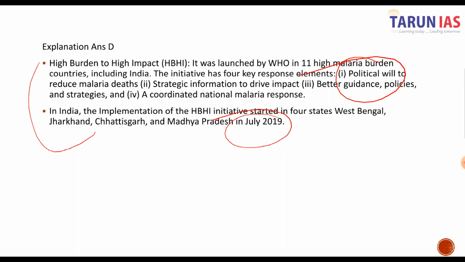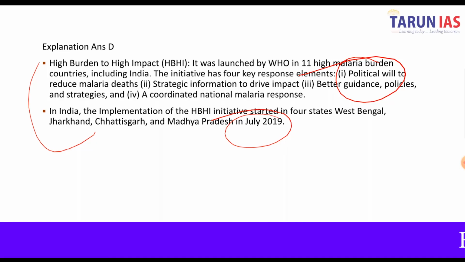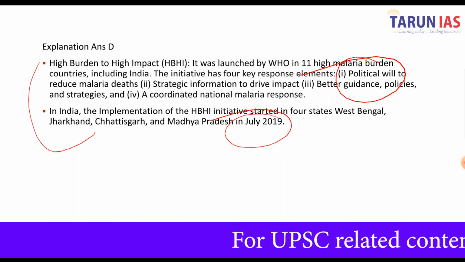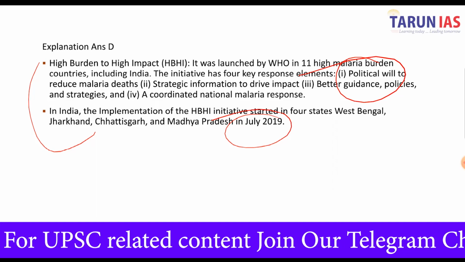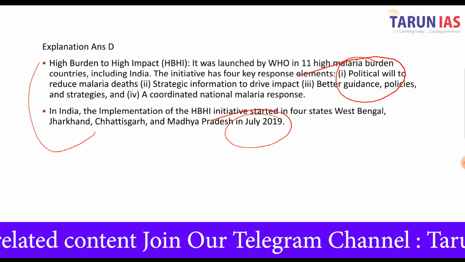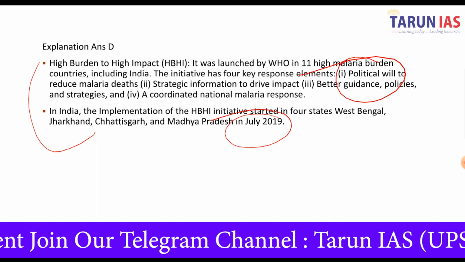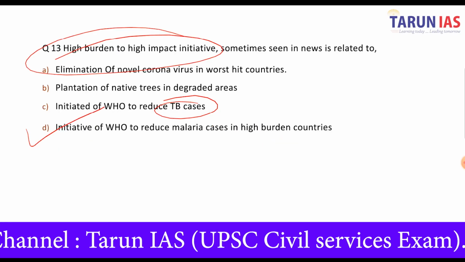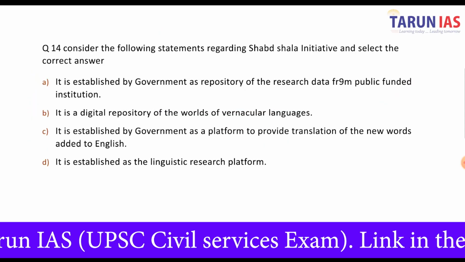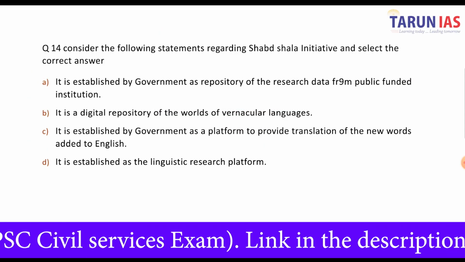The fourth is the coordinated national malaria response. The coordination among the different institutions, different units or different legs of the government, so as to have an effective response. So these are the 4 pillars on which this initiative is founded, right? Question. So D was the correct answer. We've already discussed what this initiative was all about.